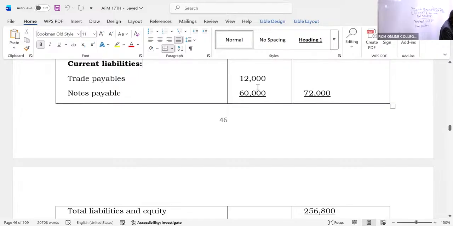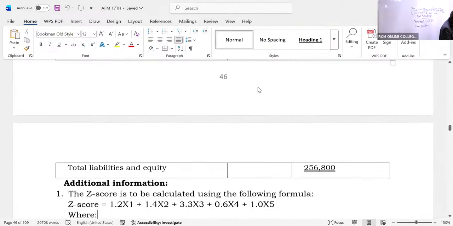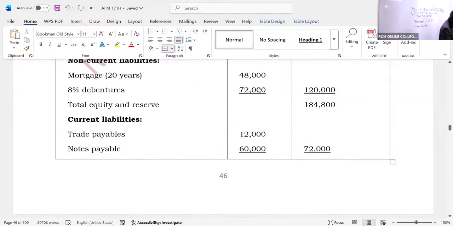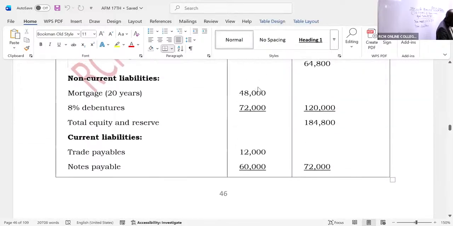How about non-current liabilities? 184,800, isn't it? Are you sure? It is 120, isn't it? Because in non-current liabilities, we have mortgages, 20 years, 8% debentures, 72. So in this case here, 120,000. So meaning that our total liabilities will be 120,000 plus the 72,000. Giving me how much here, somebody?